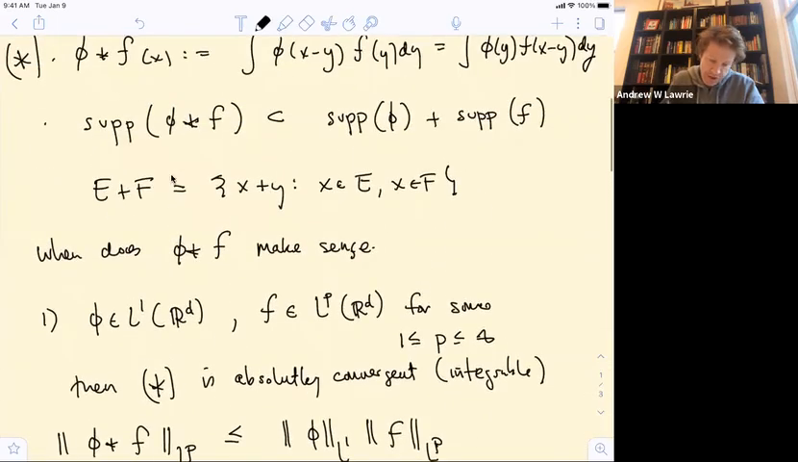Sorry, I see there's a typo up here. Thank you for pointing this out. Y and F, yeah. Thank you, Samuel and Michael, for catching that.